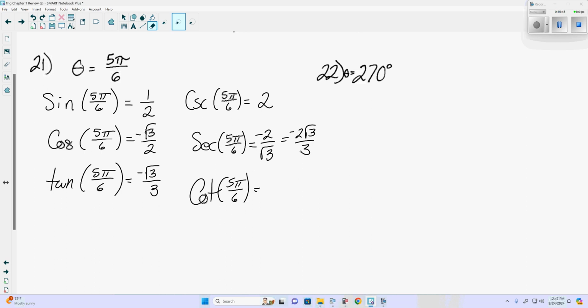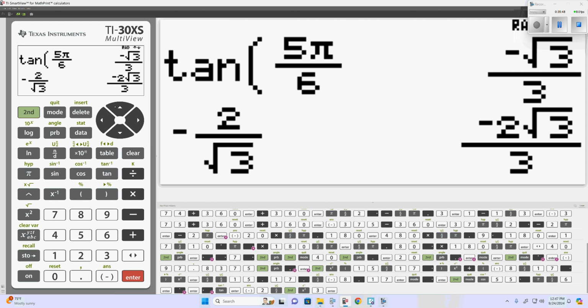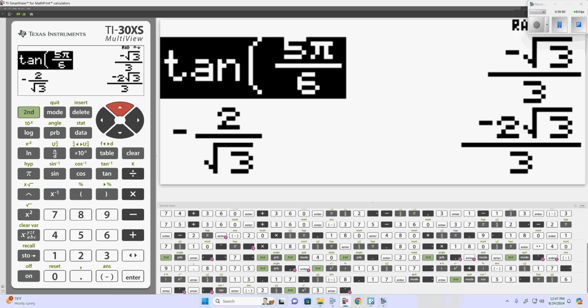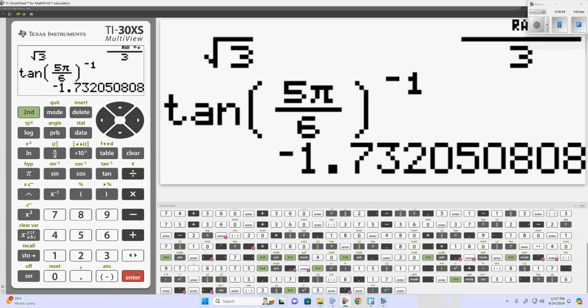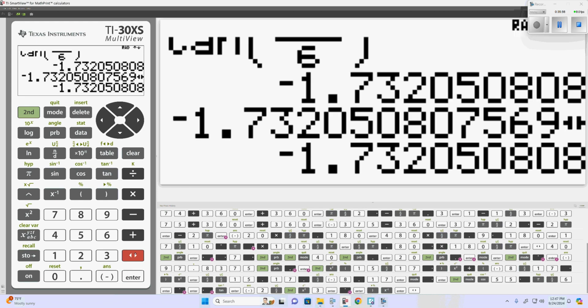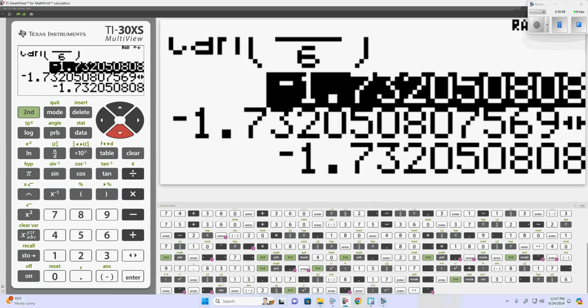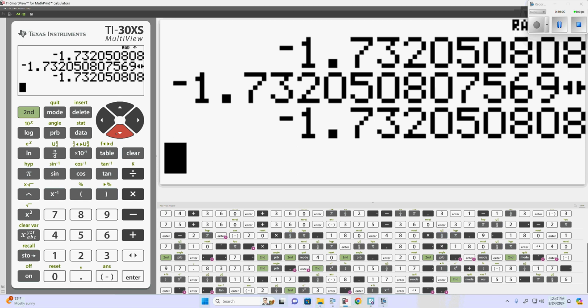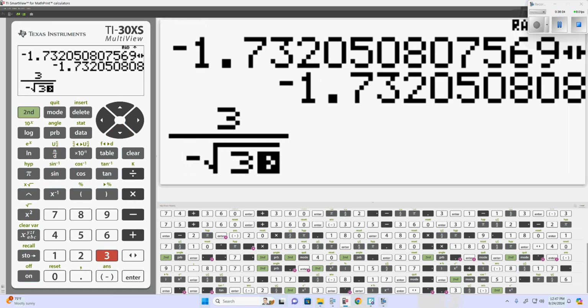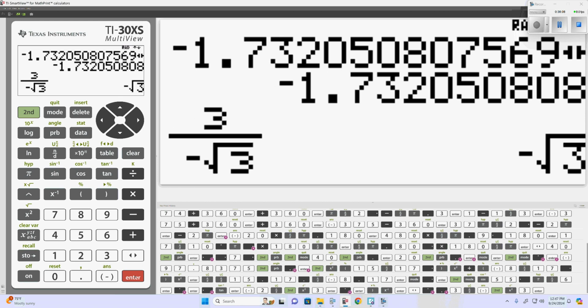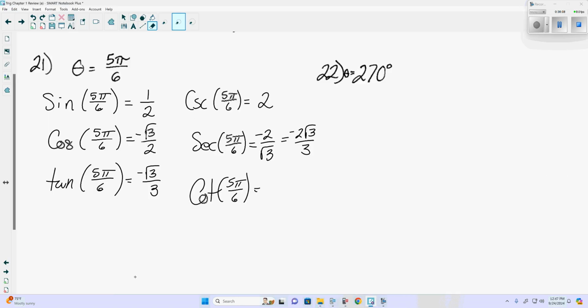Same with cotangent. I have a feeling. Nope. It doesn't like that. Because it'd be 3 over negative square root of 3, which is negative square root of 3.